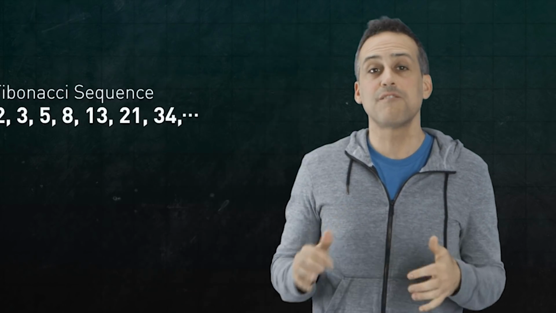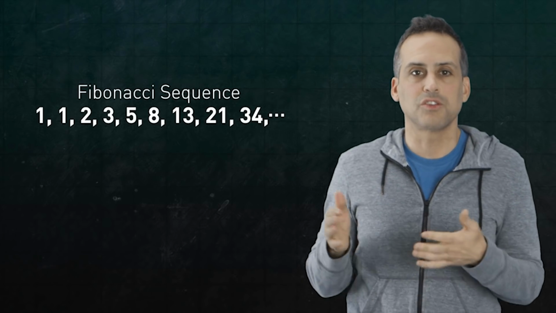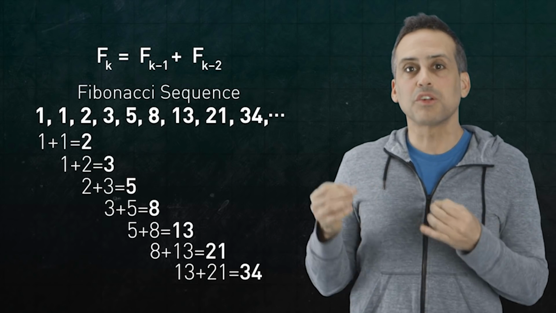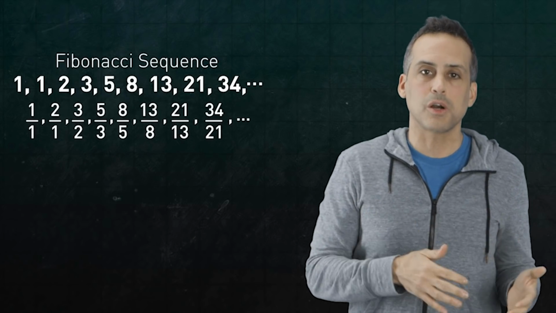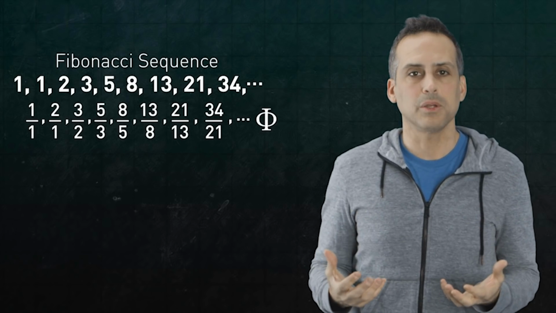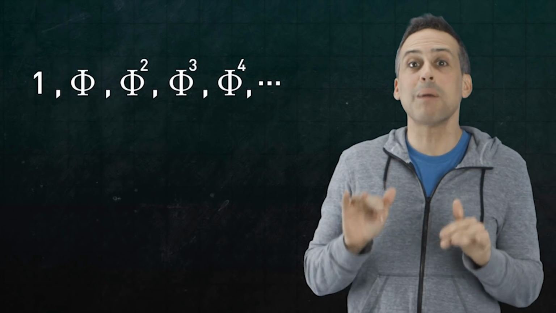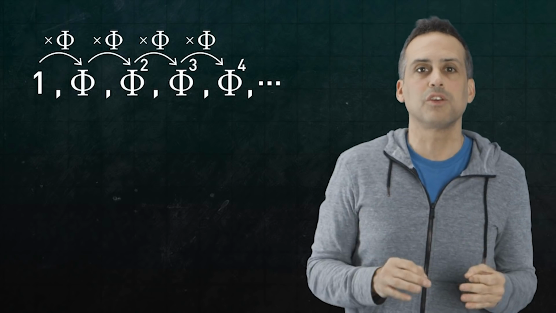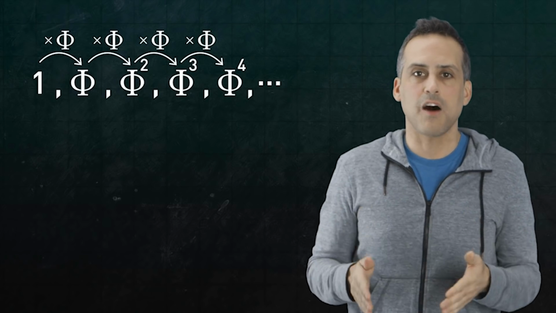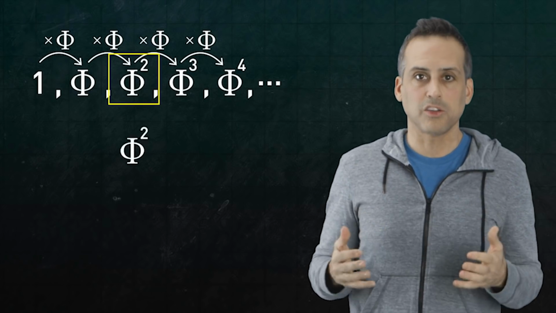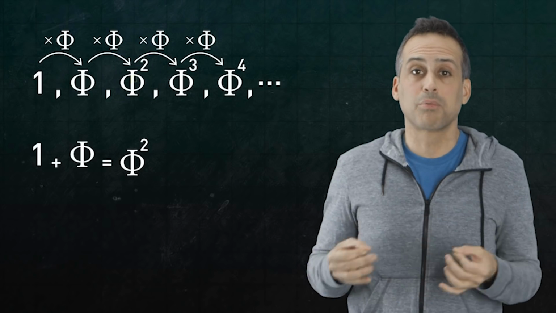Now, there's a cool connection between phi's continued fraction and the Fibonacci sequence, each term of which is the sum of the previous two, starting with 1 and 1 as seed terms. The sequence of ratios of successive Fibonacci terms is well known to tend toward phi in the infinite limit, but why does that happen? Well, consider a geometric sequence in which each successive term is exactly phi times the previous term. So for example, 1, then phi, phi squared, phi cubed, and so forth.